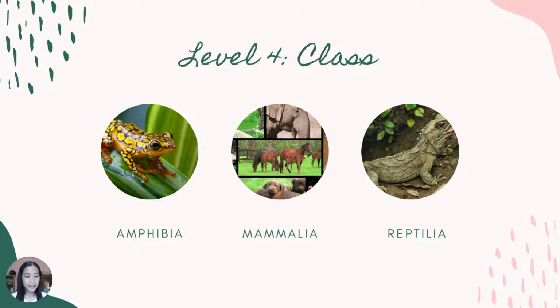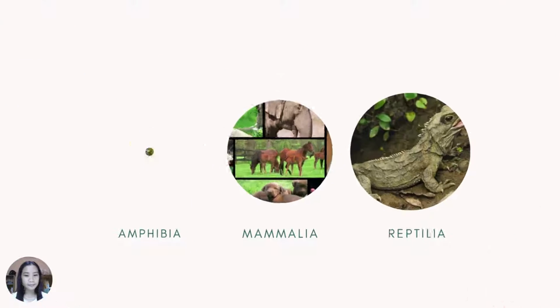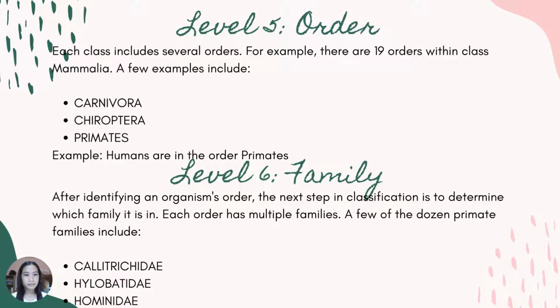Level 4. Class. Examples of several classes in the phylum Chordata include the Amphibia, Mammalia, and the Reptilia. Level 5. The Order. Each class includes several orders. For example, there are 19 orders within class Mammalia. A few examples include the Carnivora, the Chiroptera, and the Primates. Example: humans are in the order Primates.